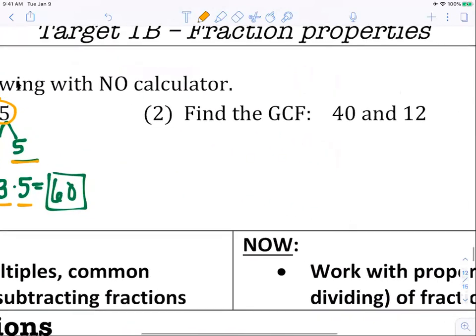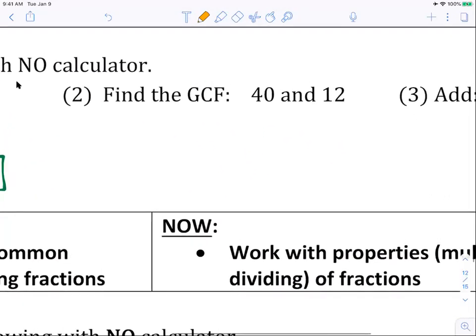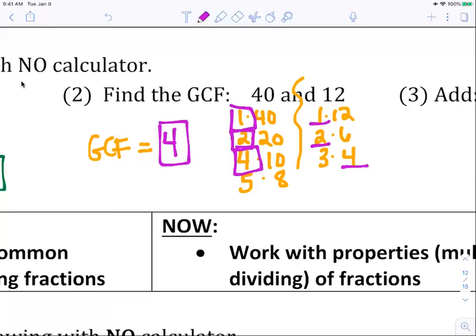Now, if you want to take a second, move to ignite number 2. Pause your video and then try this one on your own. Okay, check your answer. Hopefully you got a GCF of 4. Remember, for the greatest common factor, you start by finding each of the factors of each of those numbers: all the factors of 40, all the factors of 12, and then we compare.